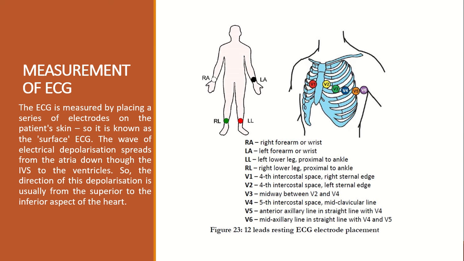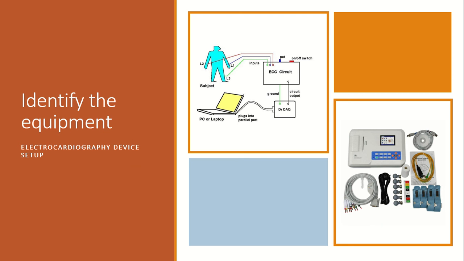Measurement of ECG. The ECG is measured by placing a series of electrodes on the patient's skin, so it is known as surface ECG. The wave of electrical depolarization spreads from the atria down through the IVS and the ventricles, so the direction of the depolarization is usually from the superior to the inferior aspect of the heart.